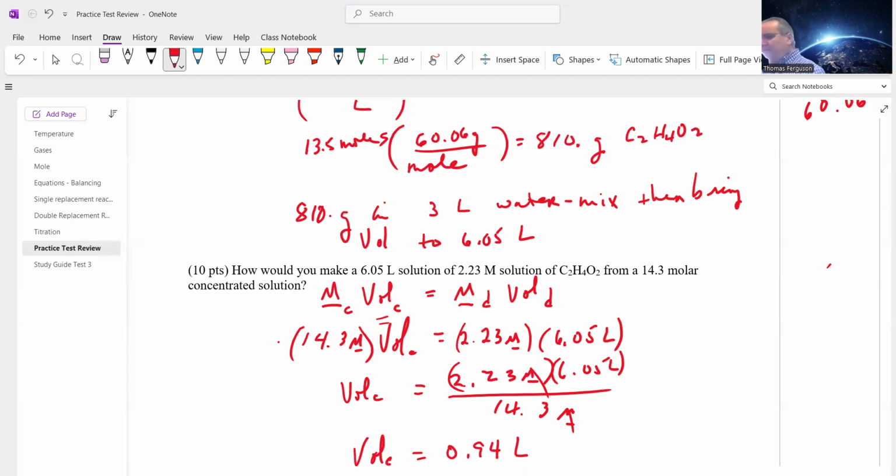Okay, so we're going to take 0.94 liters of the concentrated stuff plus enough water to get it up to 6.05. So 6.05 minus the 0.94. We need the 5.11 liters of water to bring the total volume up to 6.05.